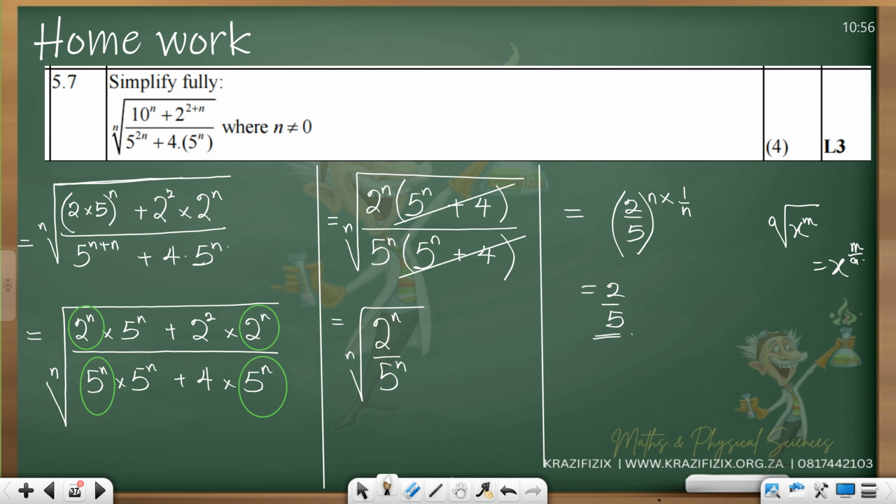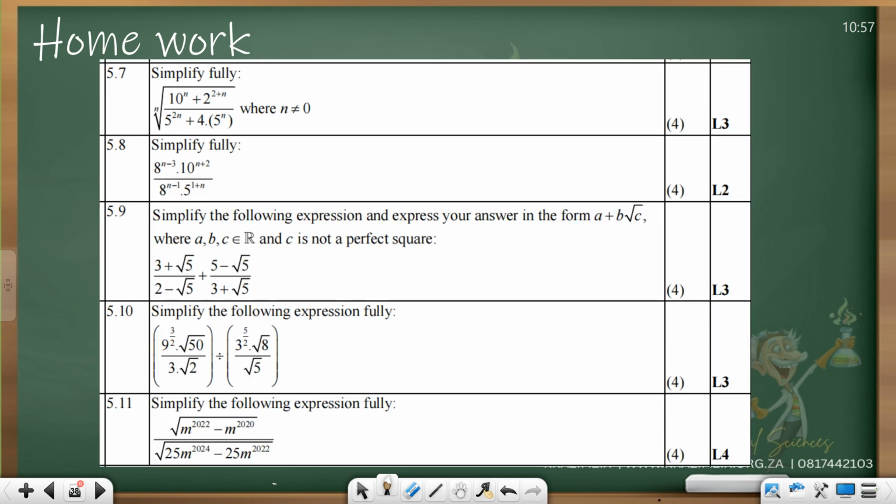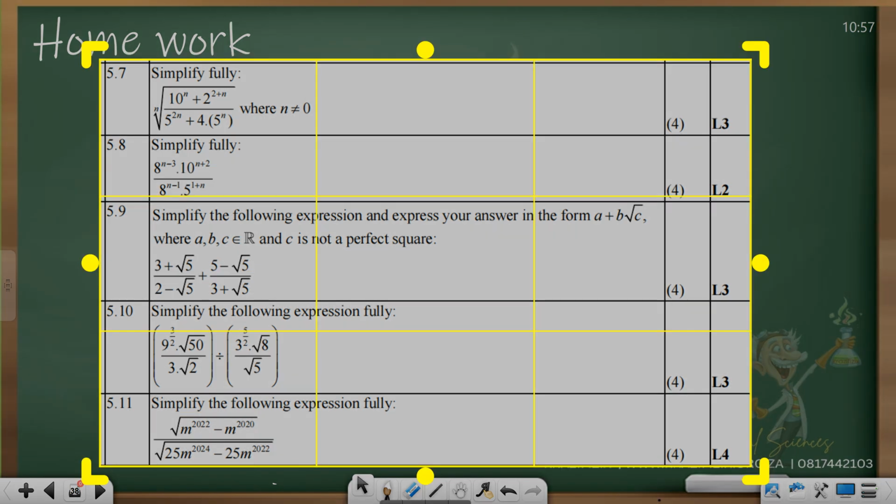Okay, we're good. Can I move on to the next question? Thank you very much. All right, let's move on to the next one. Okay, the next one, simplify 5.8.